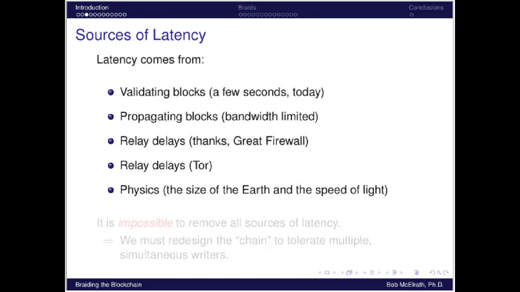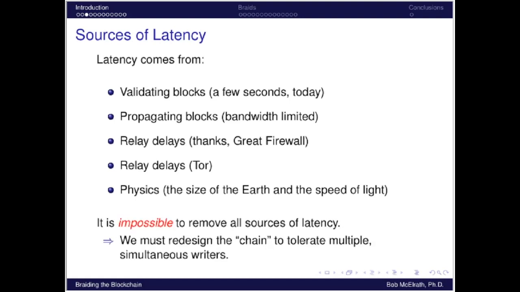And last but not least, there's physics. The size of the Earth and the speed of light is a fundamental limitation on how quickly we can communicate from one side of the Earth to the other. And if we want to have an actual global network, we have to take into account that physics isn't going away. It is impossible to remove all sources of latency. We're going to have to redesign the chain to tolerate multiple simultaneous writers.